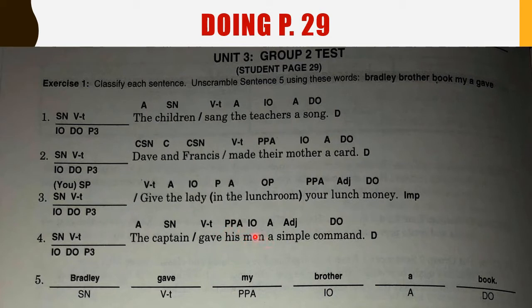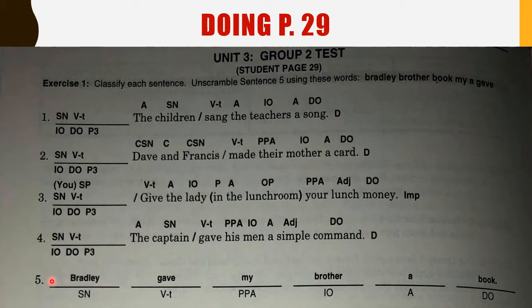Men is indirect object. A is article adjective. Simple is just an adjective, okay, because it's describing. Command is the direct object. So where do we have the indirect object? Between the verb transitive and the direct object. The verb transitive and the direct object. Okay, so what type of sentence is this? Declarative sentence, because it's just a normal sentence.